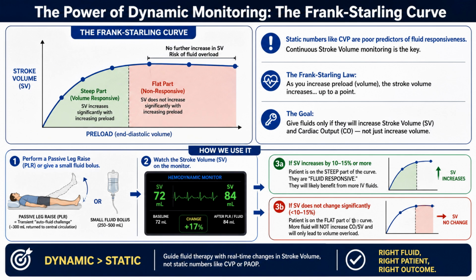This is where continuous monitoring becomes so powerful. Static numbers like CVP are terrible at predicting who will respond to fluids, but dynamic numbers like stroke volume are excellent. We use the Frank-Starling law to see where our patient is on this curve. We perform a fluid challenge, like a passive leg raise, and then watch the stroke volume on the monitor. If the SV increases by 10 to 15%, we know the patient is fluid responsive, and more fluid will likely help. If the SV doesn't change, the patient is on the flat part of the curve. Giving them more fluid will not increase their cardiac output and will only lead to volume overload. This is physiology-based resuscitation in real time.